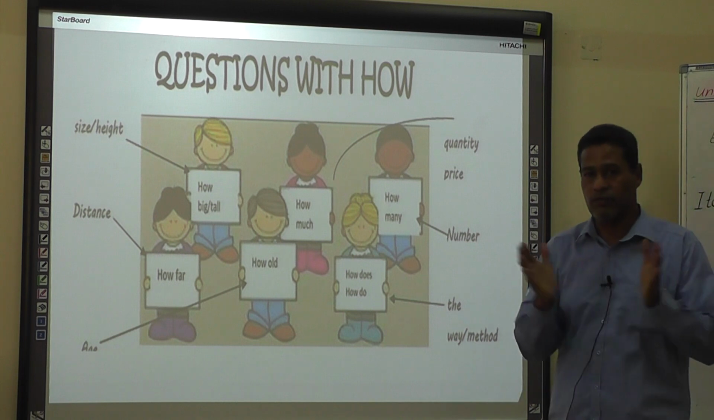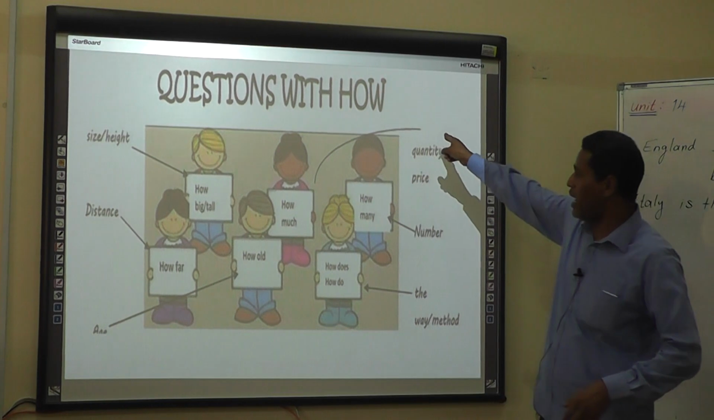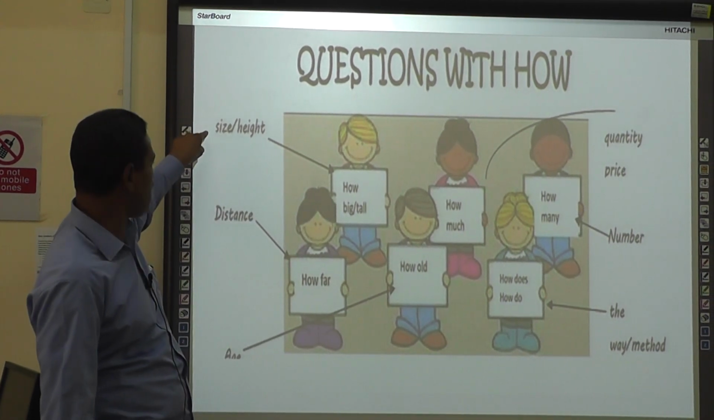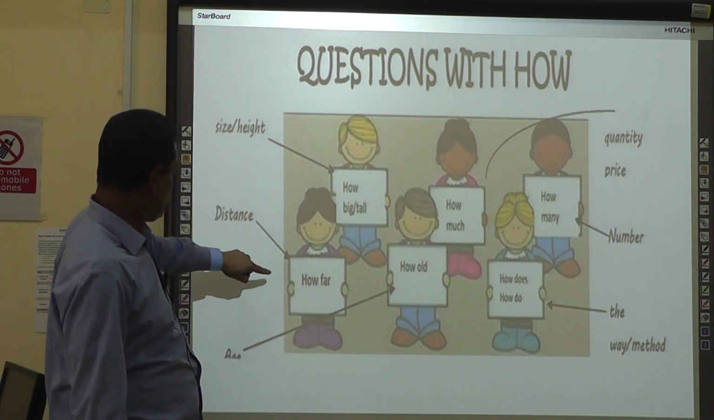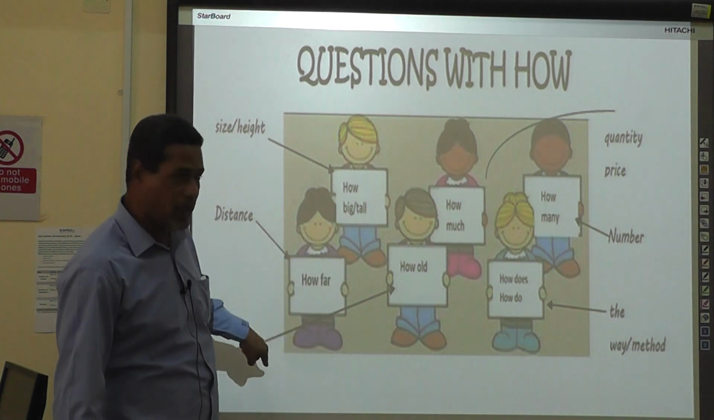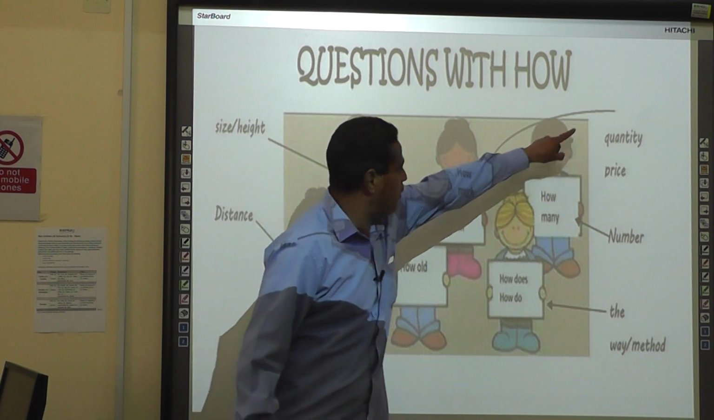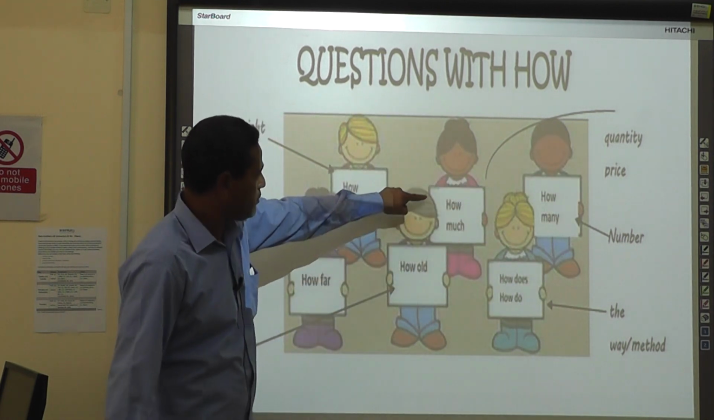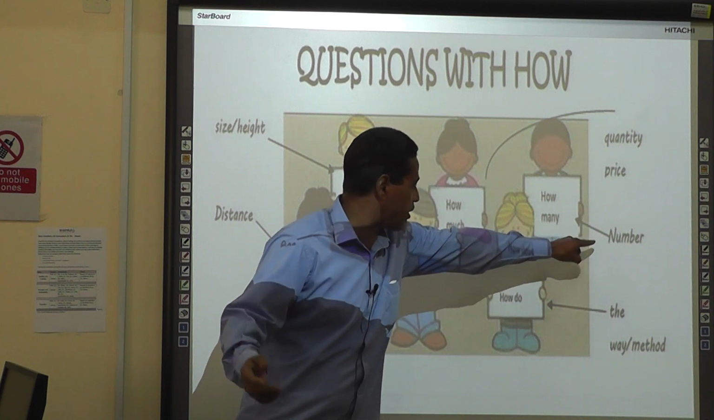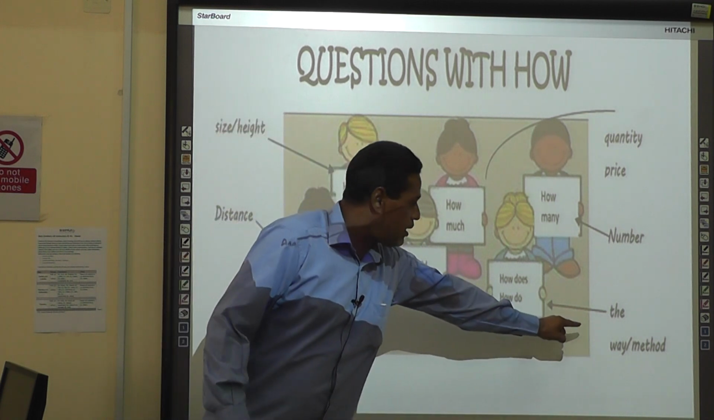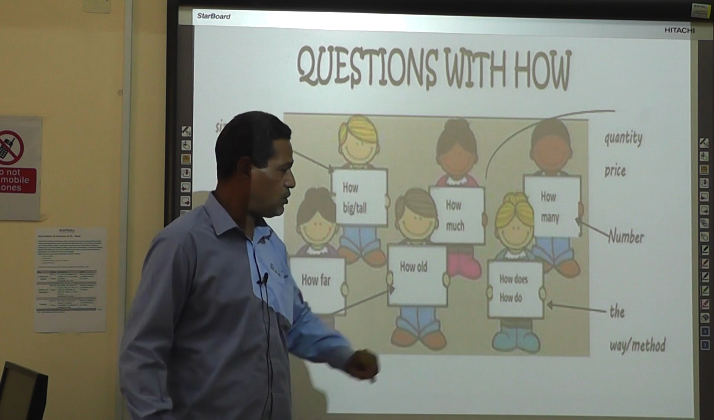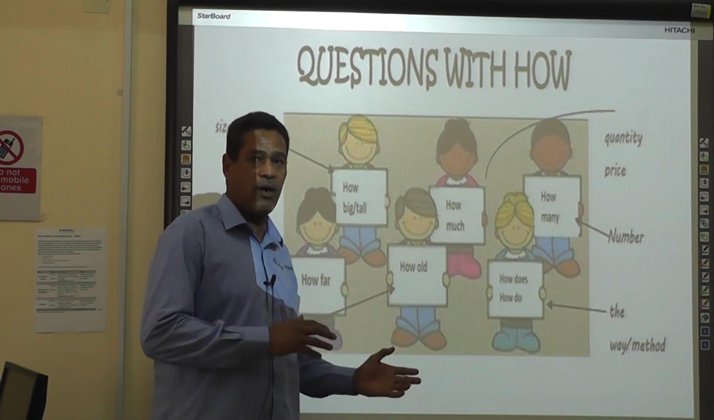Okay, so to summarize, questions with how, we use them like this. When we say how big or how tall, we are asking about the size or the height of something. When we say how far, we are asking about distance. If we want to ask about age, we say how old. If we want to ask about quantity or price, we ask with how much. If we want to ask about the number of something, we say how many. If we want to ask about the way or the method something is done, we say how does or how do. How does he do that? How do they do that? And so on.